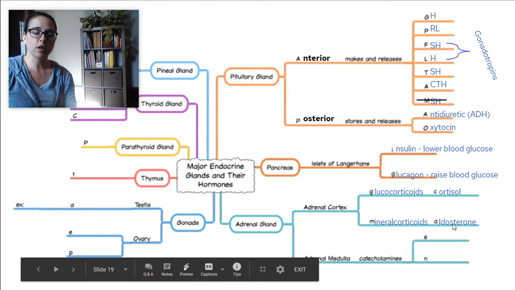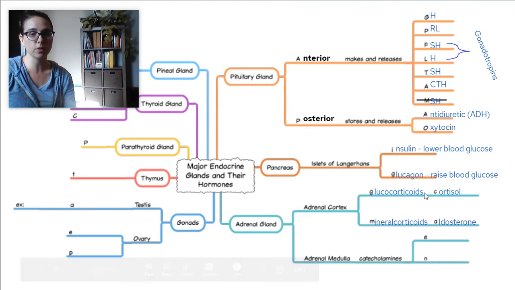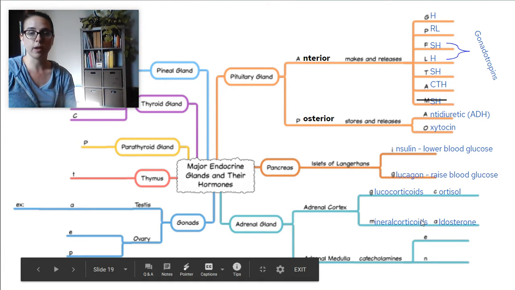So cortisol and aldosterone are the hormones. These are just the classification of that hormone. Just know that they go together, but you don't have to really know too much of a difference between them. Aldosterone affects your kidneys, and it tells your kidneys to absorb more sodium, depending on what's going on in your bloodstream.